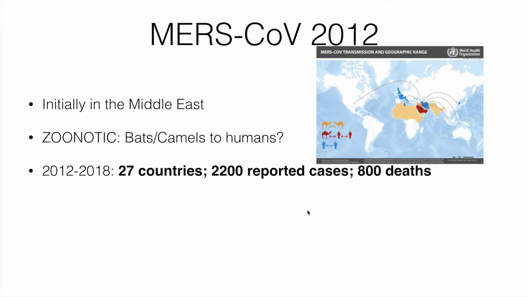So 2012, as I said, is when this virus was first discovered. And between then and 2018, around 27 countries ended up seeing this disease, with 2,200 reported cases and 800 deaths. The mortality rate is actually much higher with MERS than it was with SARS, about 36% mortality rate. So if you were frightened with a 9 to 10% mortality rate with SARS, imagine MERS at roughly 40%.